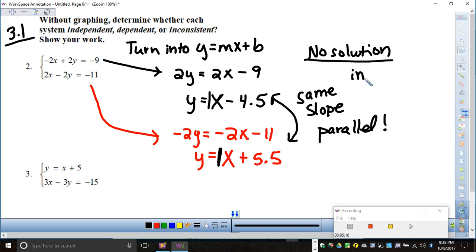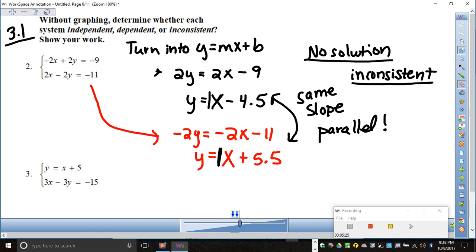And the name for that is inconsistent. So it's important that you know inconsistent as well as that it's no solution. So that's one way we could have approached it.